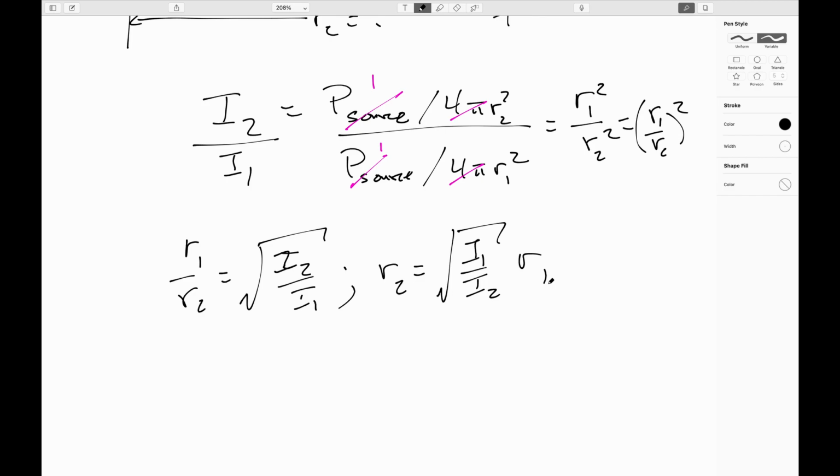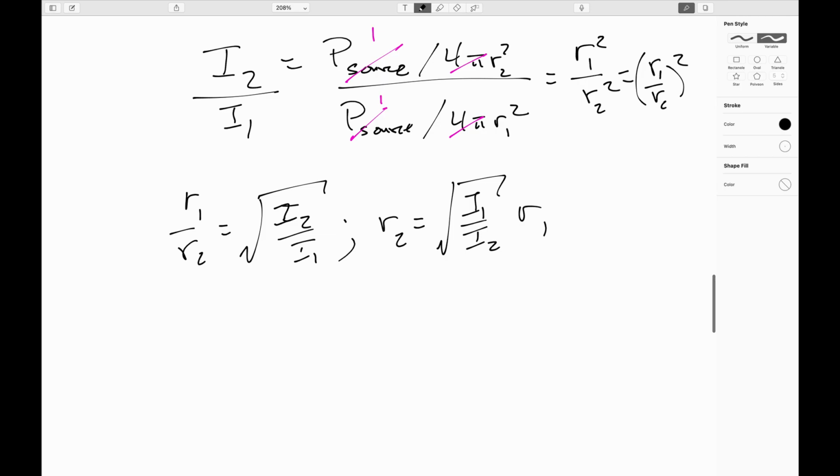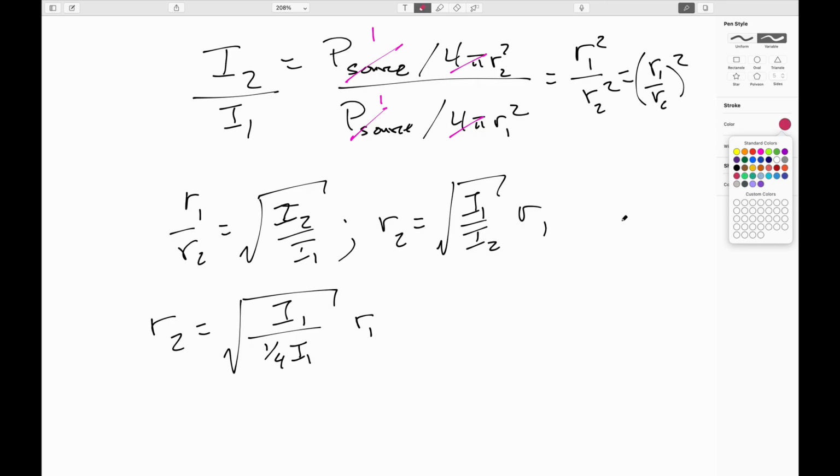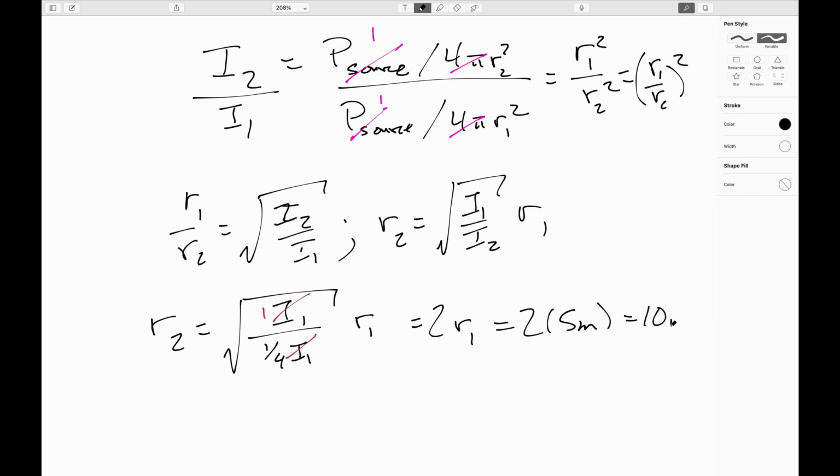R1. But you say I never gave you the intensity either. But remember, I did at least give you that I2 is a quarter I1. So you can put that in there. It's I1, and we said that I2 is a quarter I1, R1. Hey, look at that. The I1s cancel as well. So now I've got 1 over a quarter, which is 4. Take the square root of that, I get 2. So this is 2R1. So this is 2 times 5 meters, which is 10 meters.